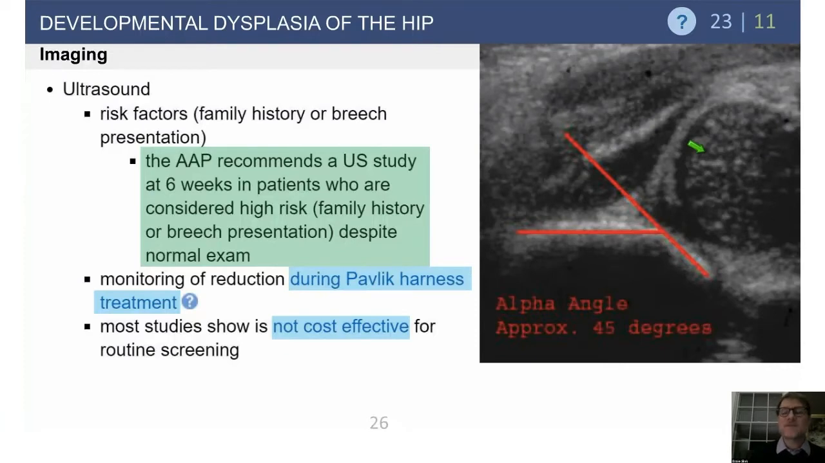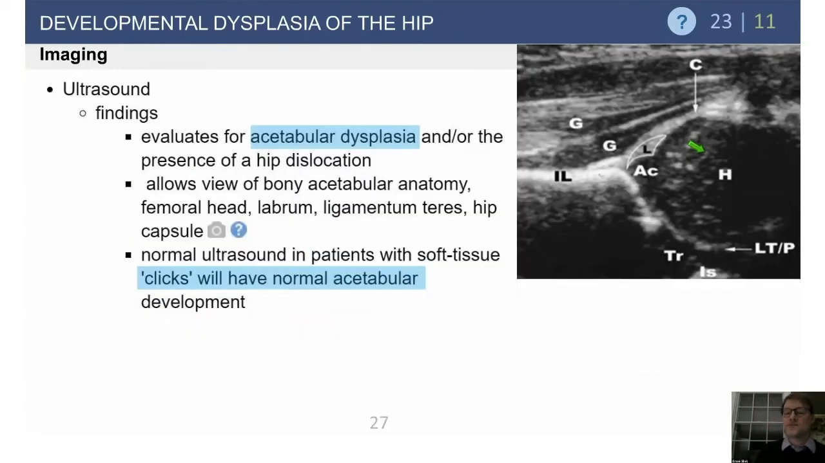In general, though, if the hip is dislocatable at birth or Ortolani positive at birth, you don't need to wait to 6 weeks. You need to just start treating. The ultrasound can also be used to monitor Pavlik harness treatment to see how it's working. Most studies, though, show it's not cost-effective to screen every child. Some countries do, but in the United States and North America, we found there won't be enough positives to treat.